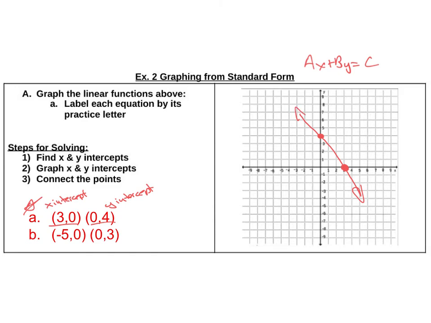If we look at this second one, again, we just got to be aware of which one is which. So (-5, 0), that's our x-intercept. So we'll go over to (-5, 0). (0, 3) is our y-intercept. So up here to (0, 3). And we will graph those points. Now again, make sure you're using your ruler, get those things nice and straight.